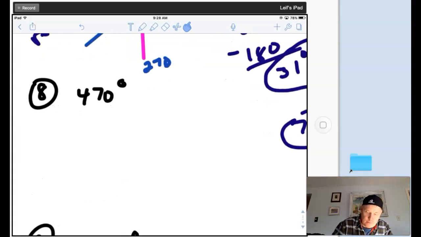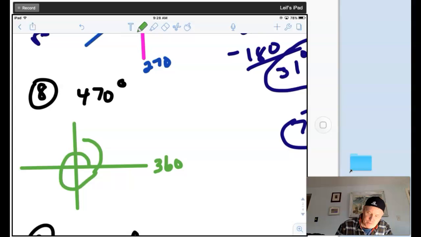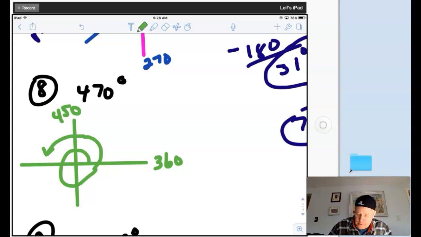470. So 470 is more than once around the circle. Okay, so let's say I went all the way around once, that's 360. If I went around a little farther over here, I take 360 and I add another 90, gives me 450. And if I went another 90 over, I would end up over there, which is 360 plus 180 is 540.